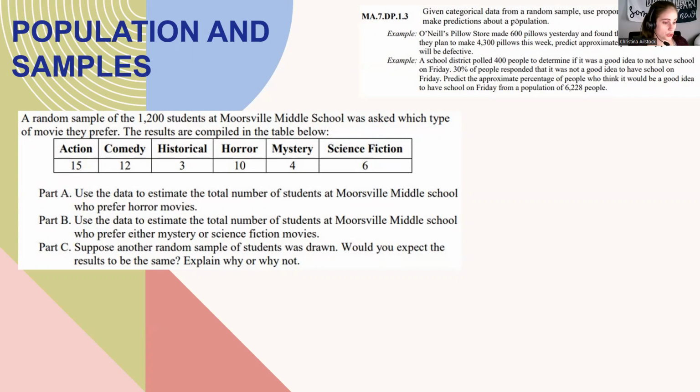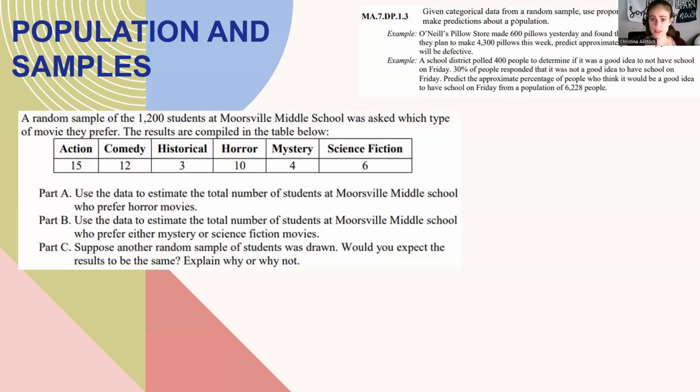Would you expect the results to be the same? Explain why or why not. All right, so we are given a sample, a small piece of the picture, and we are using that to estimate what the entire answer would be, what it would be as a whole and for a population. Remember, when we're working with that, that is when we want to use proportions to solve.